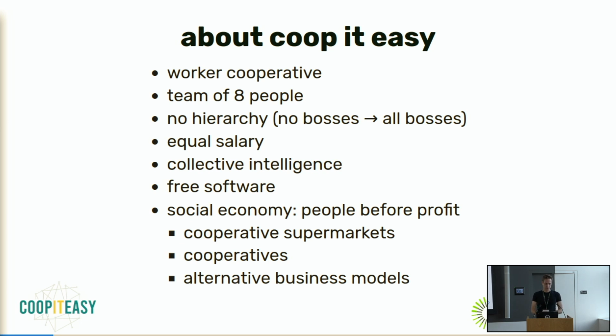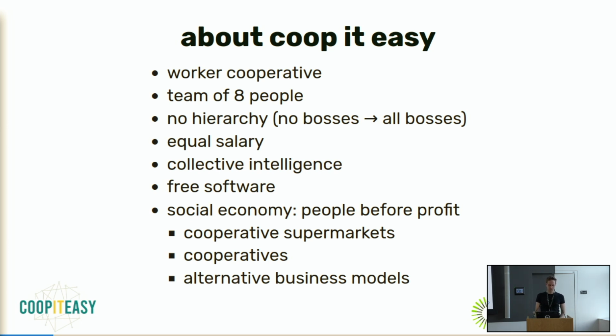So we are a worker cooperative. We're a team of 8 people, 4 developers, 3 analysts, and 1 salesperson. There is no hierarchy. There are no bosses. We are all our own bosses. We have an equal salary. We use collective intelligence to make decisions.